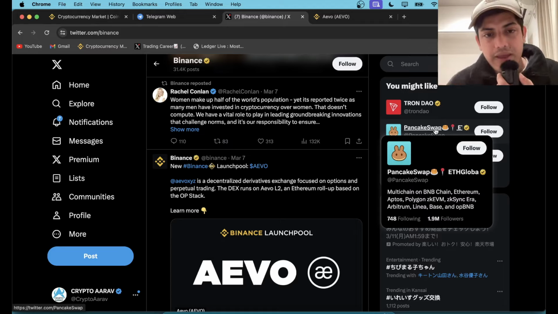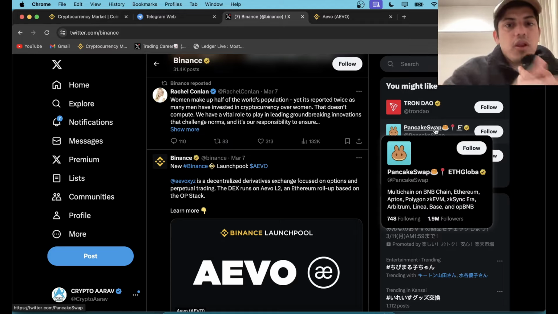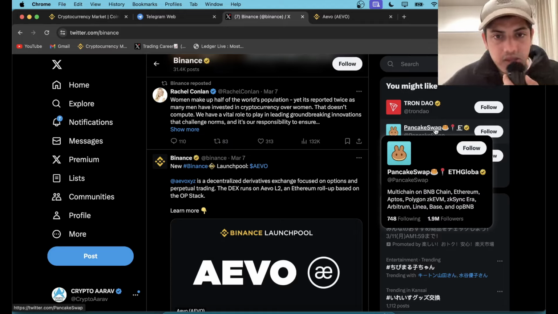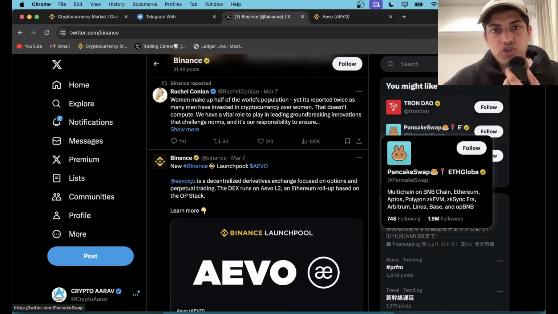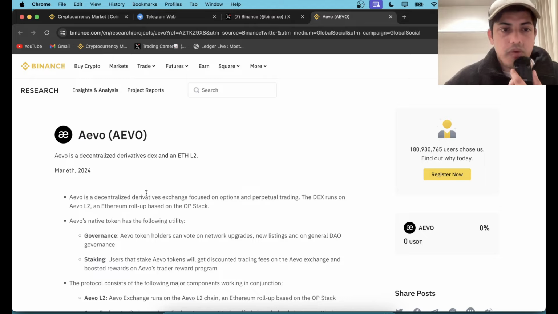Of course, you cannot buy. It did not launch yet. It'll be launching on the 13th of this month. Anyone who wants to take a trade on this token is going to make a lot of money in the market. When I read this token, man, a decentralized derivative DEX and Ethereum layer 2.